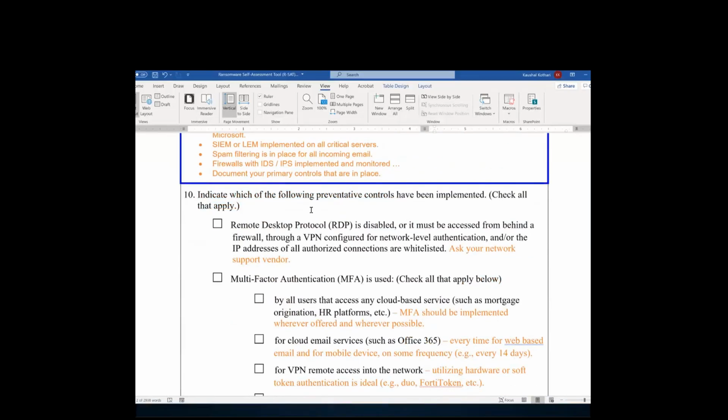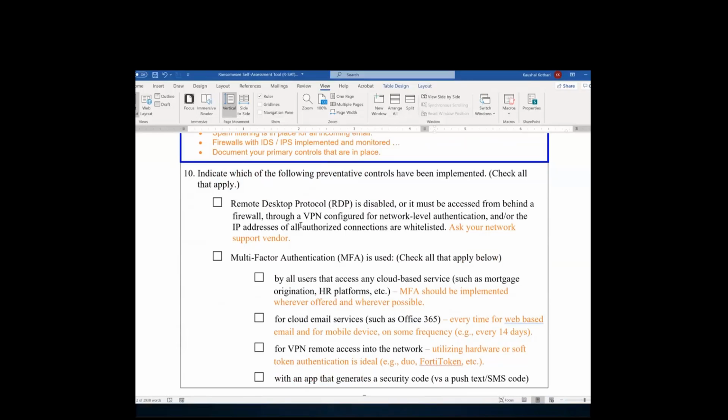And then number 10, ask further questions. Indicate which of the following preventative controls have been implemented. So RDP. I know a lot of banks out there have remote desktop protocol implemented. You want to make sure, one, either it's disabled, or if it's implemented, that it can only be accessed from behind the firewall. So you have to VPN into the bank to access RDP to get to other devices.